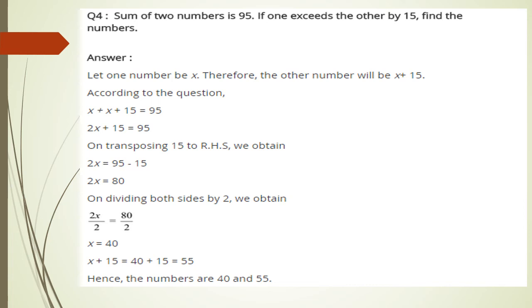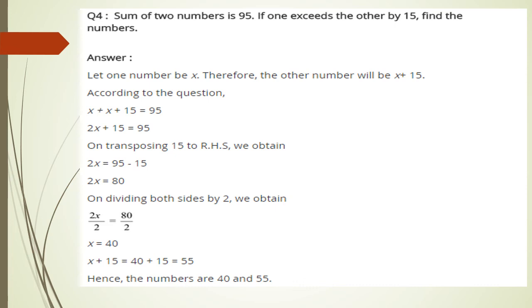Come to question number 4. The sum of two numbers is 95. We don't know the two numbers. If one number exceeds the other number by 15, find the numbers.